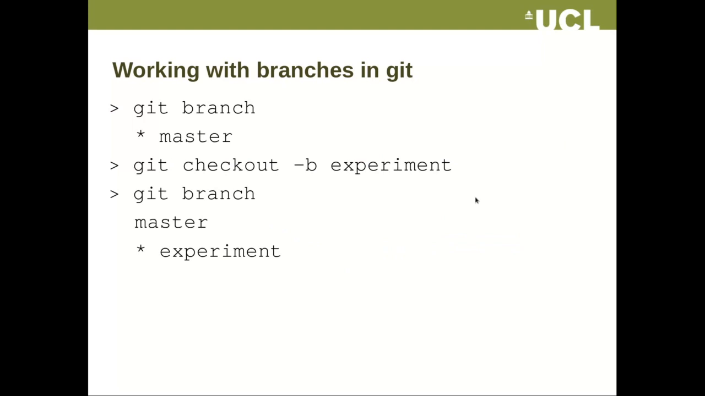In Git, if we type the command git branch, it'll tell us that we're on the master branch. If we want to create a new branch, we say git checkout -b and then the name of the new branch. And again, if we type git branch, we'll see that we've got the master branch, but the active branch, which is indicated with a star, is this new branch called experiment.